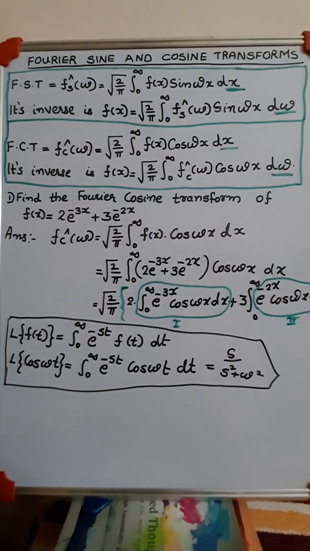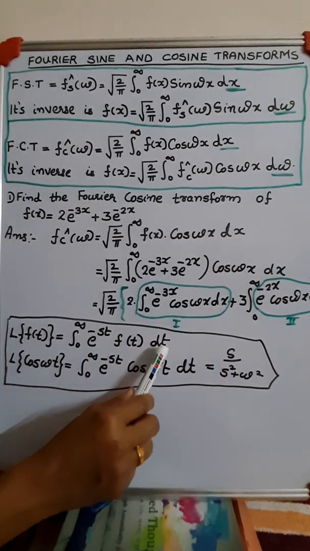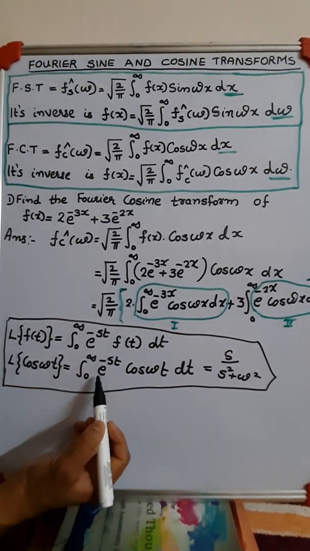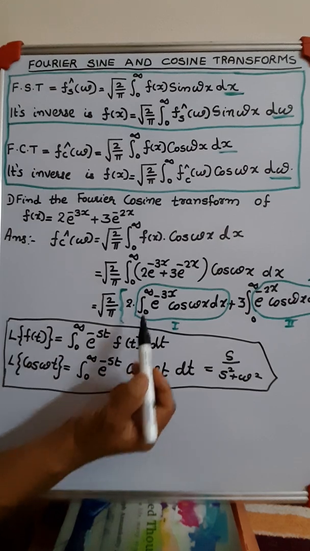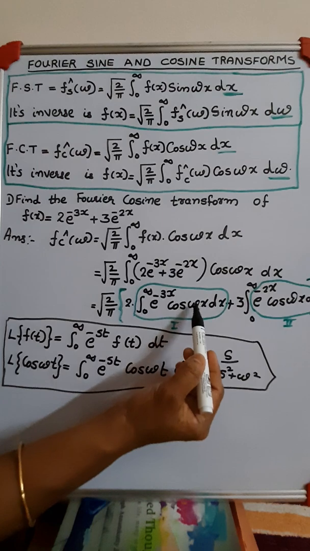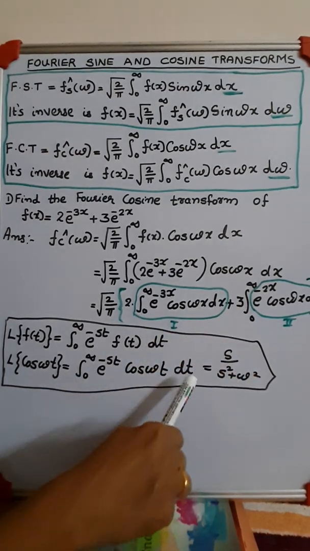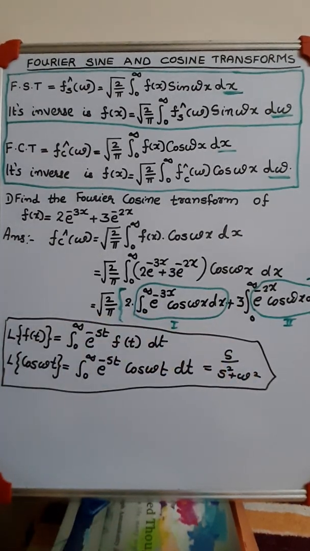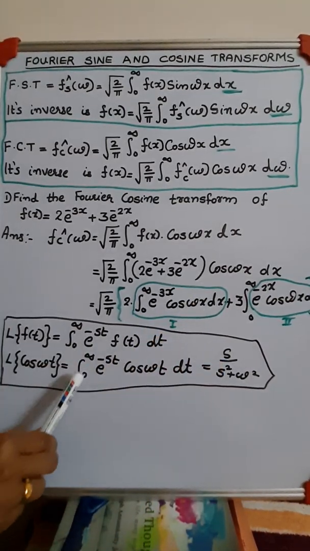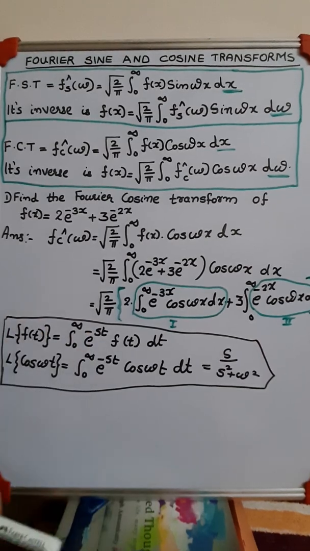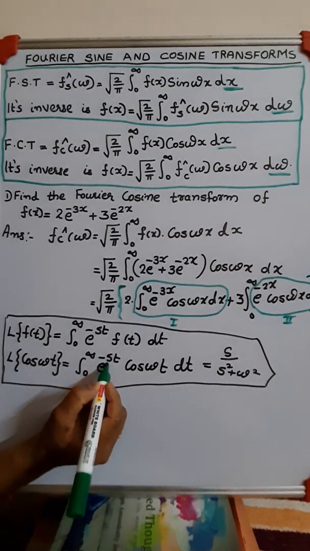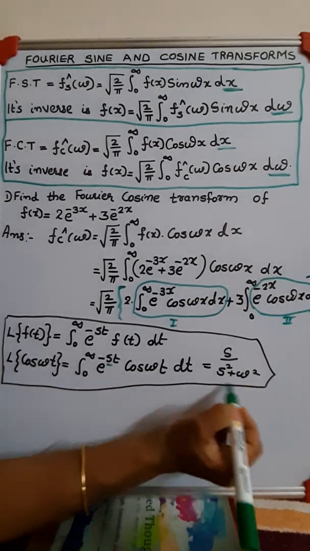In the place of t, here the variable is x. So e raised to minus st becomes e raised to minus 3x, and cos omega t becomes cos omega x dx. So this is an integration with respect to x and that is an integration with respect to t. Since the limit is from 0 to infinity, the final answer will be the same. And one more change is there. This is the general formula. In the general formula, the final answer is a function of s.